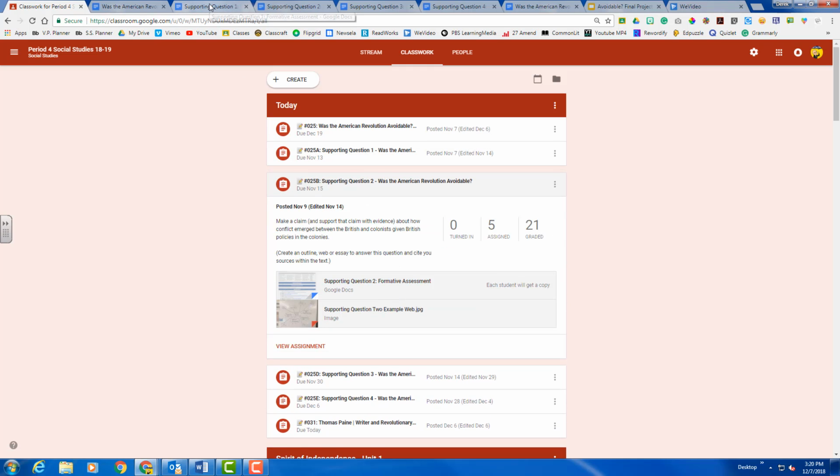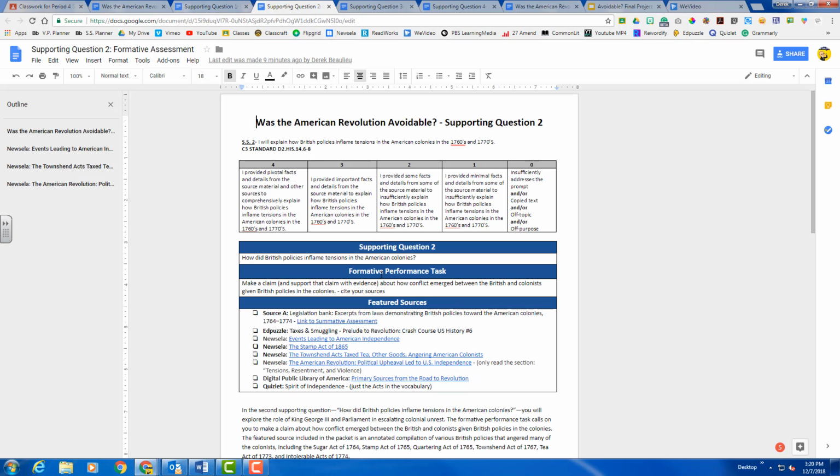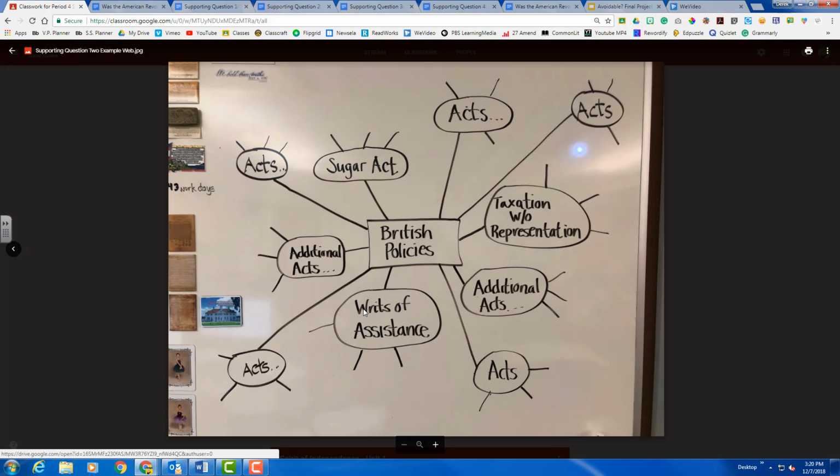You can click on this, and supporting question 2 leads us to the question, how did the British policies inflame the colonists? So this is where we're going to be looking at all those different acts that the British made. And again, we have a web that you can look at, and I put up most of the acts. I put up some, like an example here.